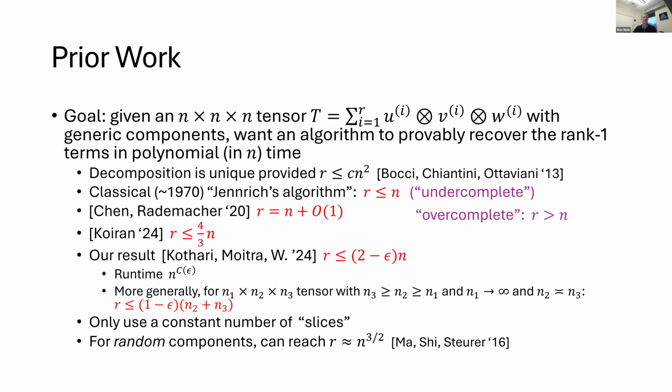It's worth contrasting this to the case of random components. Random components meaning the components are not generic, but rather imagine they're drawn IID Gaussian, and the goal is just to succeed with high probability. So probability converging to 1 as n goes to infinity. Here you can actually do much, much better. You can reach a rank that's like n to the power 3/2. So there seems to be a substantial difference between the generic versus random case here, and I'll come back to that later.